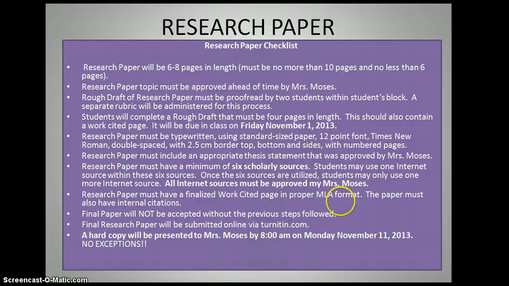And then on Monday, November 11th at 8 a.m., the paper is due. So if you're in first block, that's fine, you're in my class. If you're in third block, you have to come in and present me with the hard copy, as well as the peer editing, etc. And I'll tell you about the order of things and all of that. But basically, the hard copy of the paper is due Monday, November 11th.